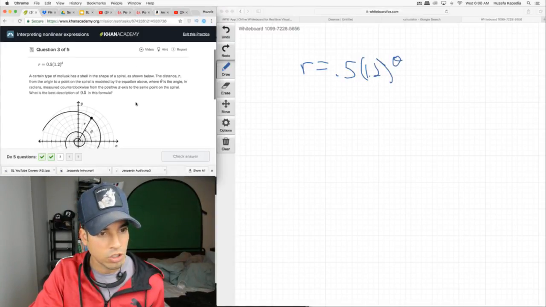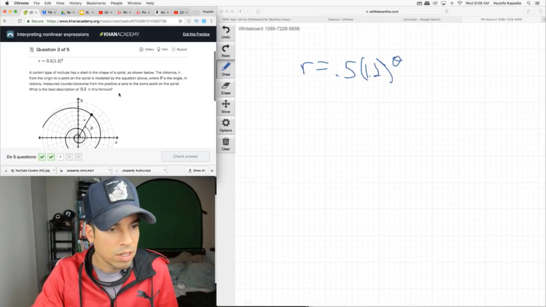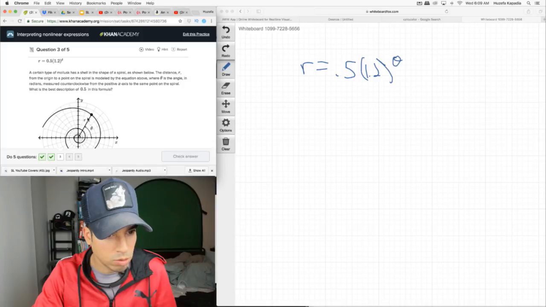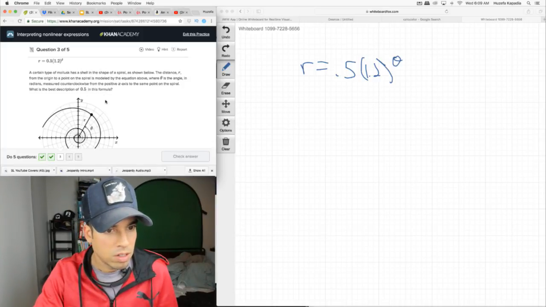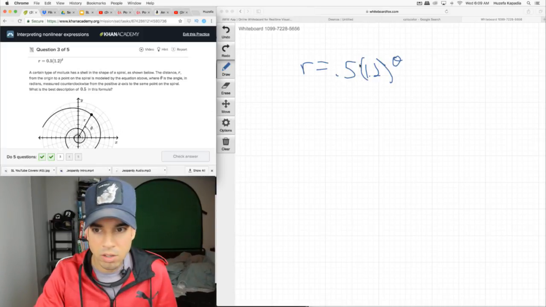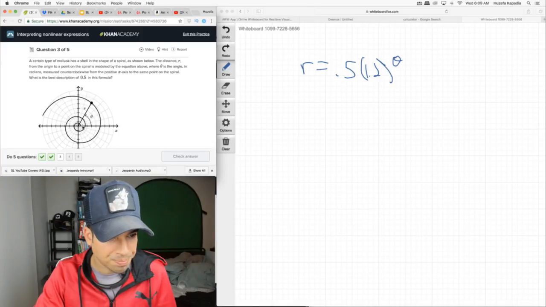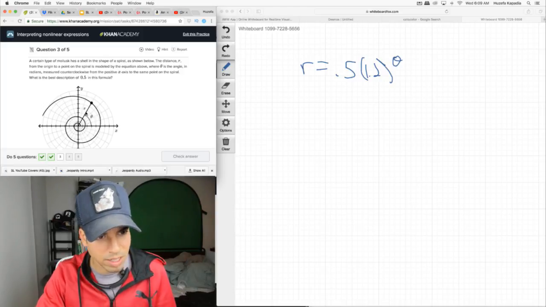A certain type of mollusk has a shell in the shape of a spiral as shown below. The distance r, this guy, from the origin to a point on the spiral, is modeled by the equation above, where theta is the angle in radians measured counterclockwise from the positive x-axis, like this. In this example, theta is probably, in degrees, like 60 degrees. In radians, it would be like pi thirds or something.